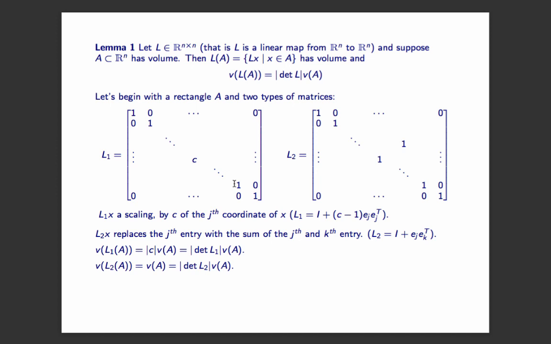Now I claim that the volume of L2 of A is equal to the volume of A, which would equal the absolute value of the determinant of L2, because the determinant of L2, being either upper triangular or lower triangular, is the product of the diagonal entries, so I would just get 1. Now, in order to see that this result is true, let's take a look at a picture.